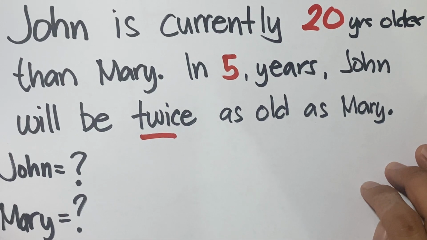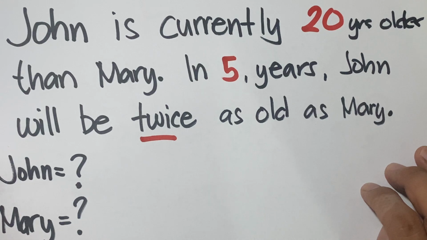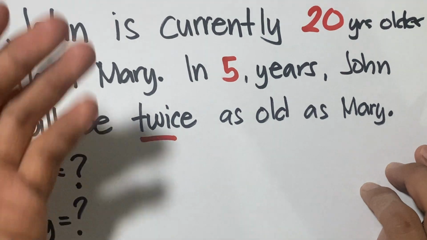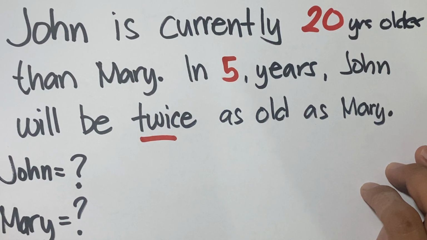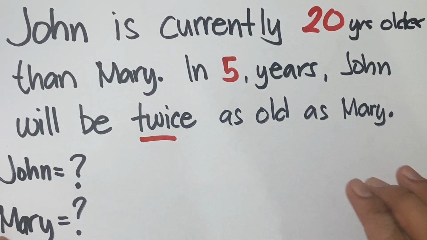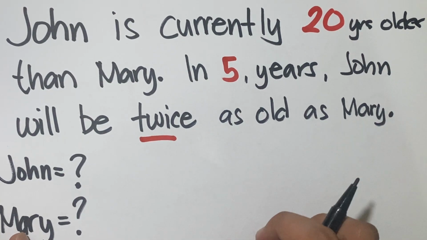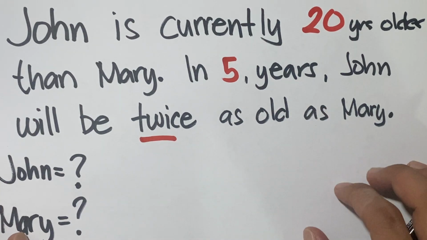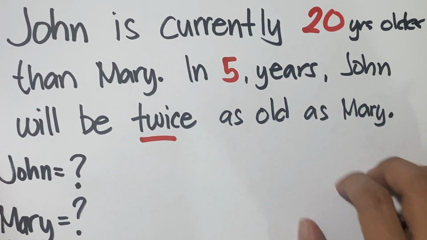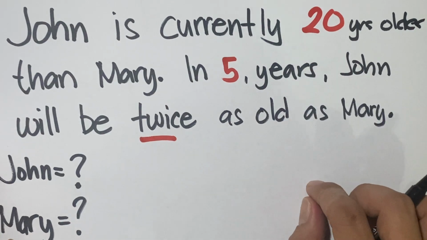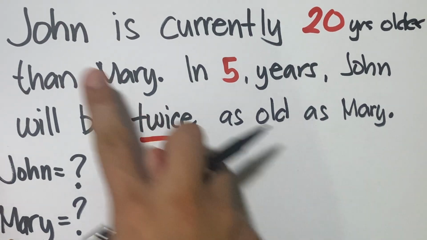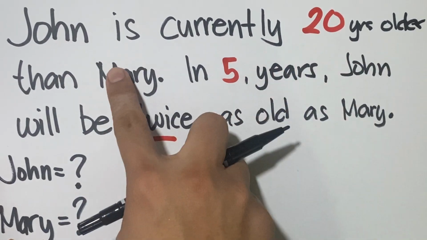Just like in our previous videos, we solved this one by translating it immediately into an equation. So no more drawing any tables or putting this in a table form, but directly translating the statement into an equation. Our first statement here is John is currently 20 years older than Mary.